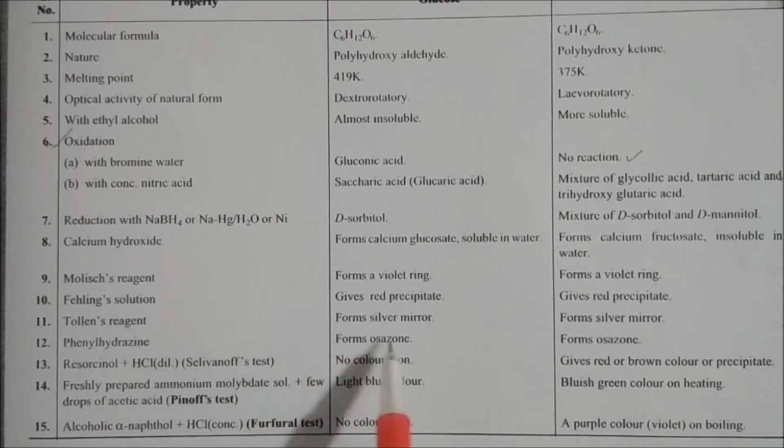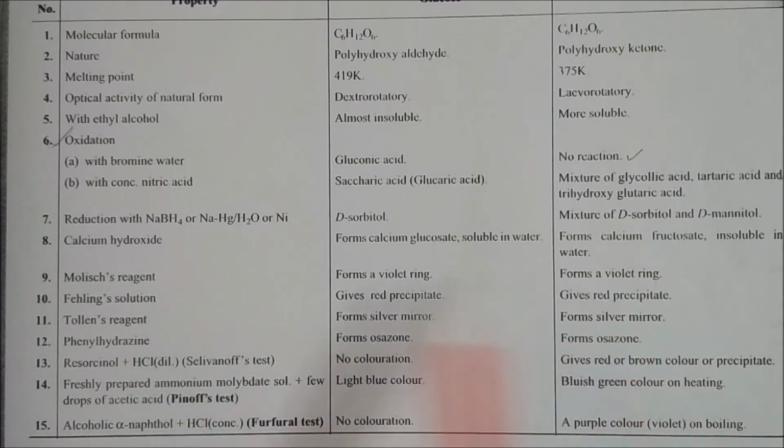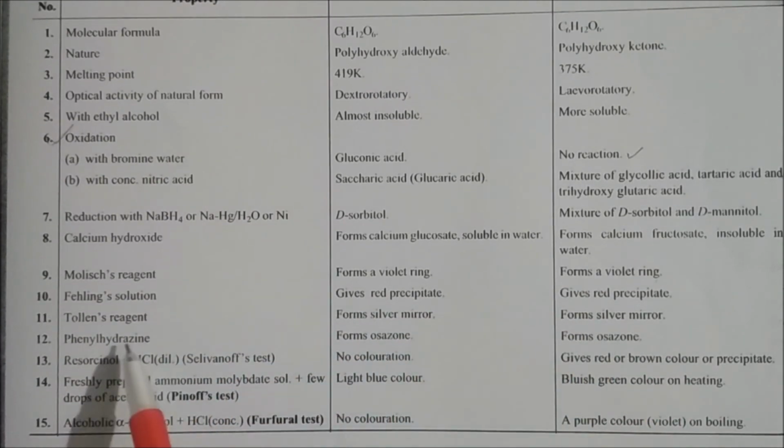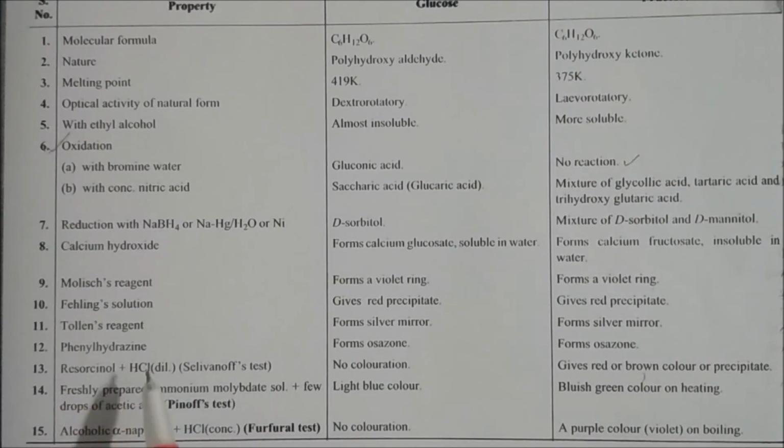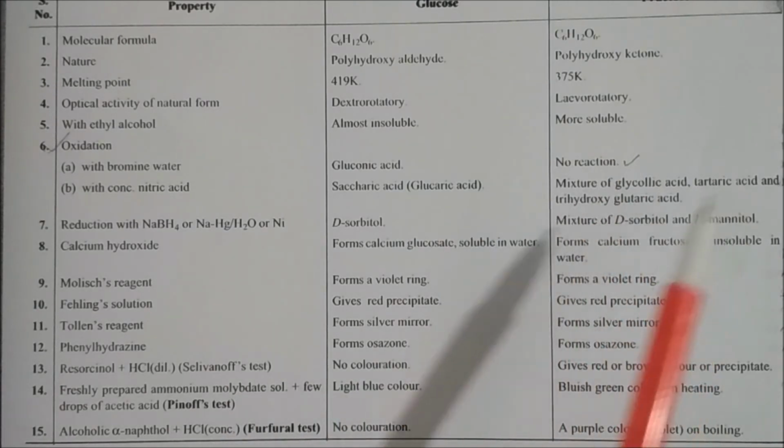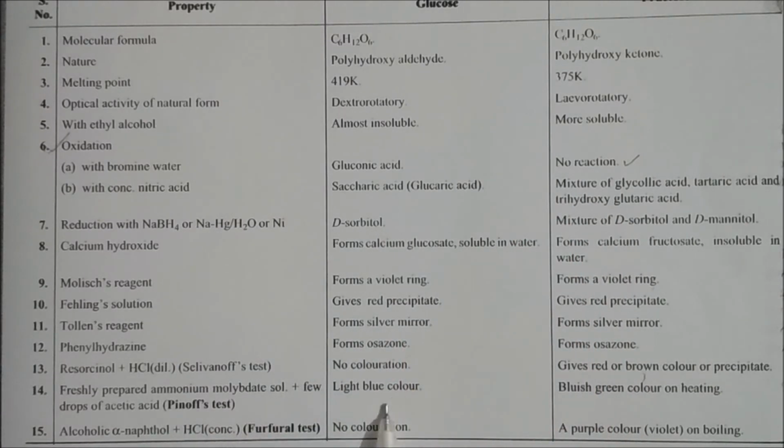Tollens' reagent and phenylhydrazine: both will form reactions. Phenylhydrazine will give a red precipitate in both. Tollens' will give a silver mirror in both, and phenylhydrazine will give osazone in both. With resorcinol and dilute HCl, this is called the Seliwanoff test. Glucose gives no coloration, while fructose gives a red and brown coloration. In the Pinoff test, it will give blue color, and bluish green color on heating. And alpha naphthol plus concentrated HCl is the furfural test. Glucose will not give it, while fructose will give a purple color on boiling.